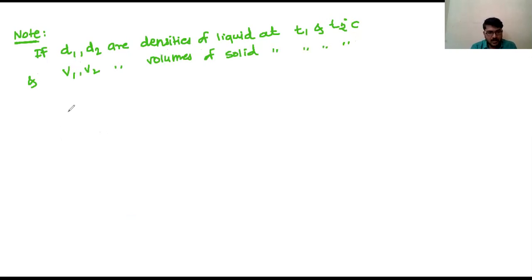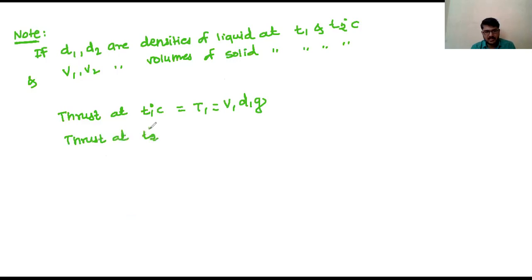Then thrust at T1 degrees Celsius, T1, is equal to V1 D1 G. And next one, thrust at T2 degrees Celsius, T2, is equal to V2 D2 into G.